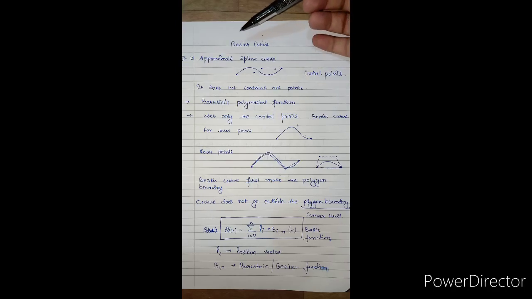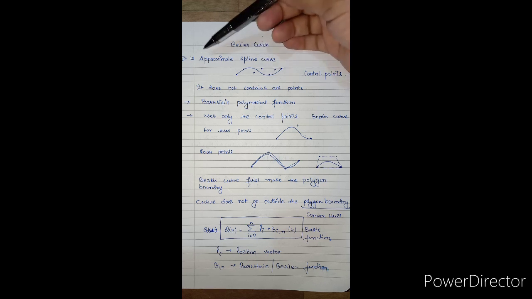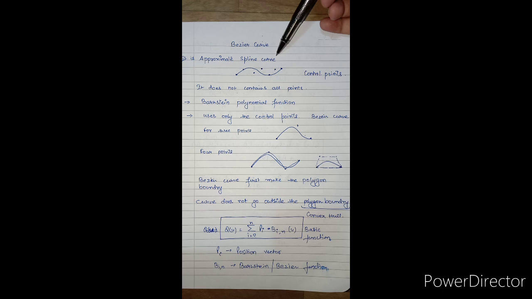Today I am going to discuss the topic Bezier curve. Bezier curve has a few properties. Let us take a short review of these properties. The first one is that it is an approximate spline curve. What is an approximate spline curve?